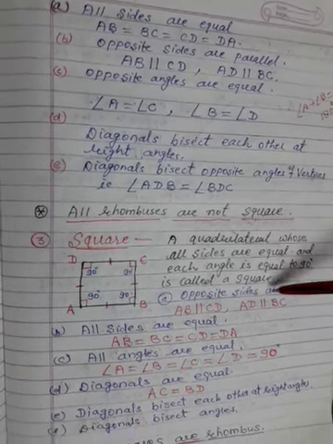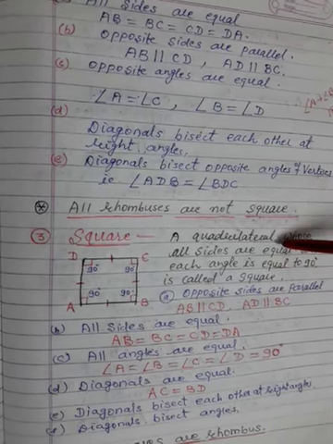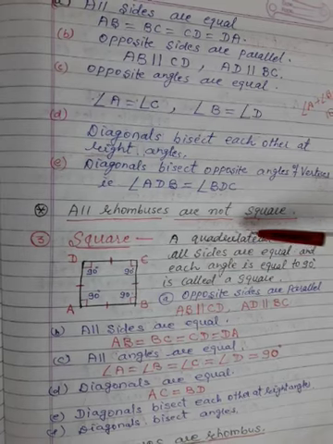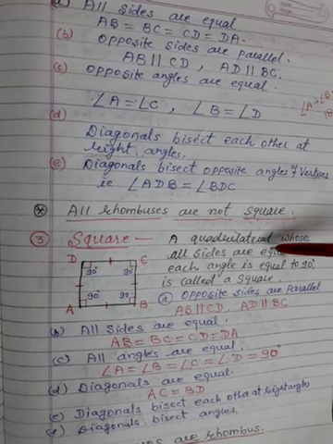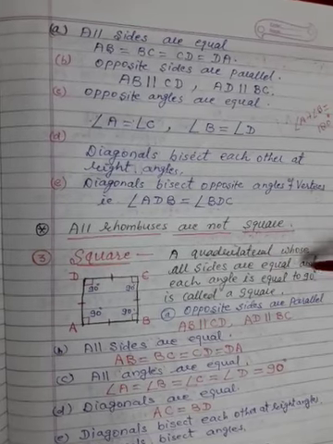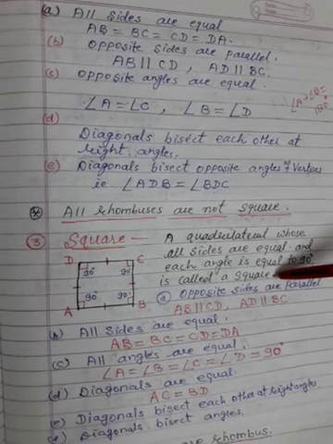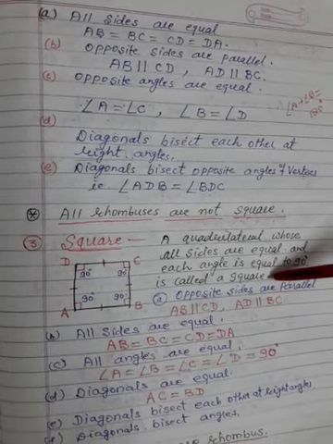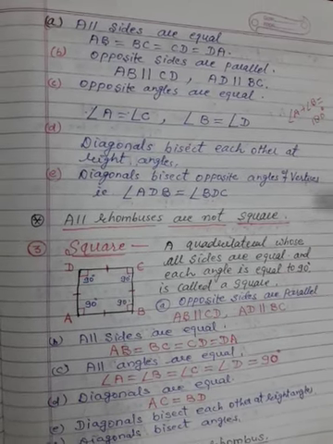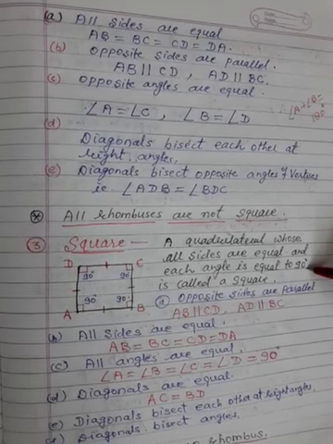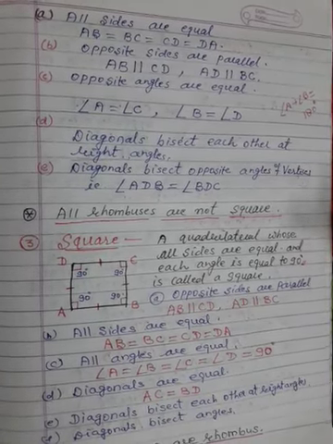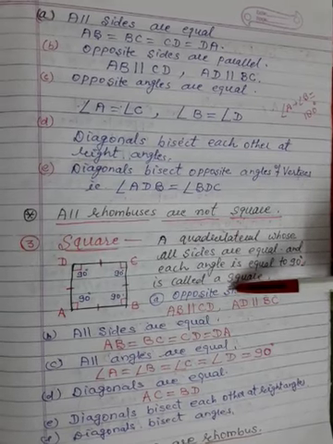Now the third one is the square. In a rhombus all sides are equal. In a square, a quadrilateral whose all sides are equal and each angle is equal to 90 degrees is called a square. Whereas in a rhombus all sides are equal but all angles are not 90 degrees. This is the main difference between the square and the rhombus. Now the properties of this square.